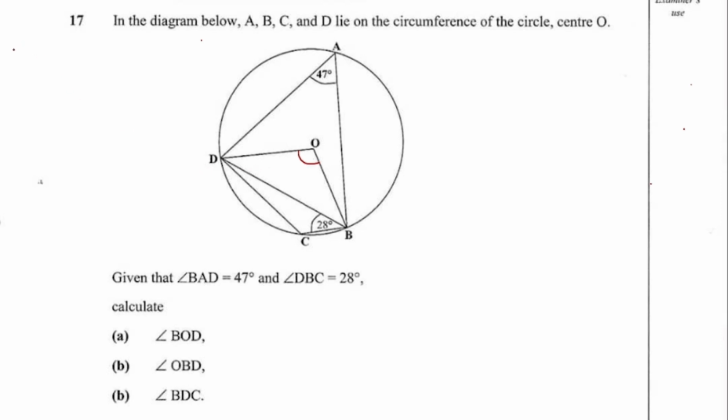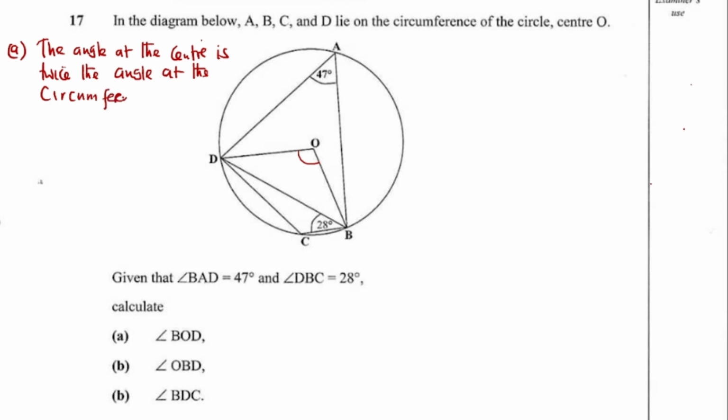So how do we find that angle? There is a property that says that the angle at the center is twice the angle at the circumference. Meaning if where A is there was 30, meaning at O there would have been 60.